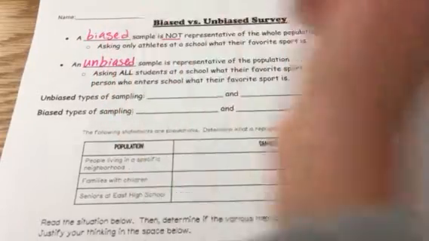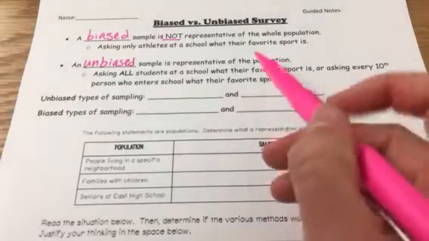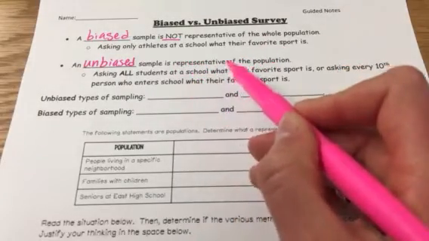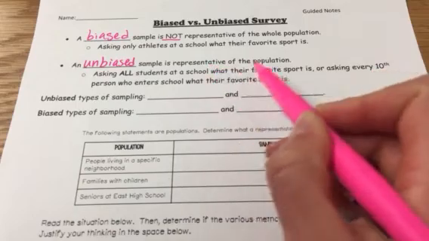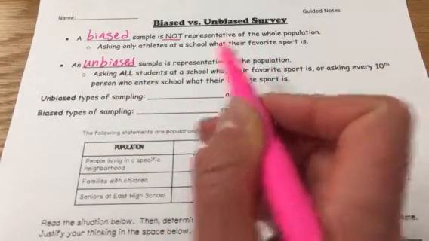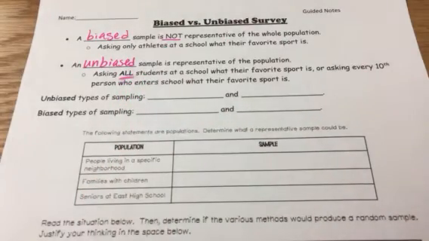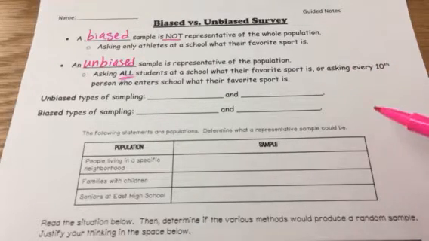And then on the flip side, you have an unbiased sample, and that is indeed representative of the entire population. So it's a good representation of everybody. So for instance, back to asking people about their favorite sports, if we asked all of the students at school what their favorite sport is, or if we ask every 10th person who enters school what their favorite sport is, that's a better representation of the whole population instead of only asking athletes.